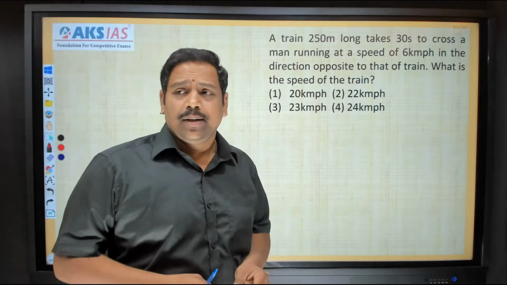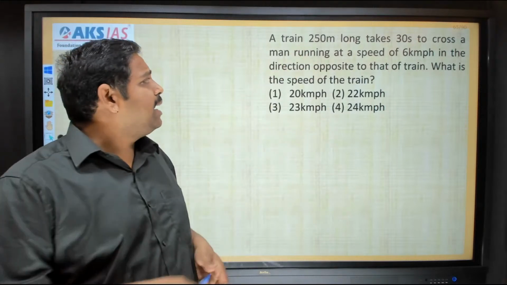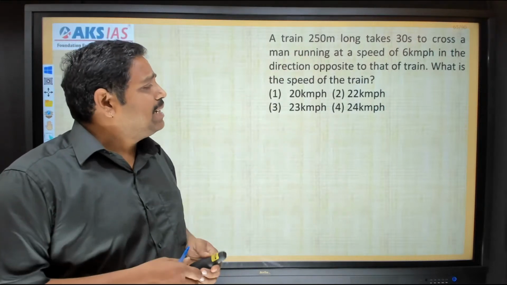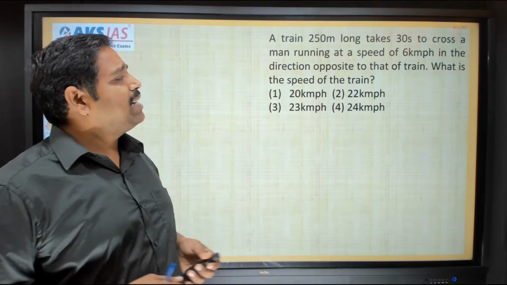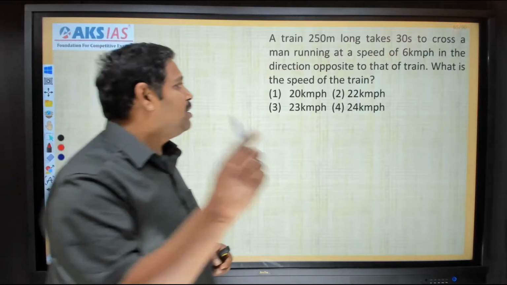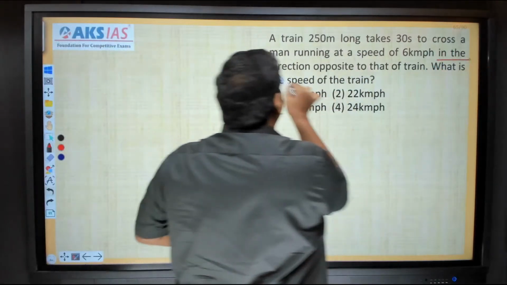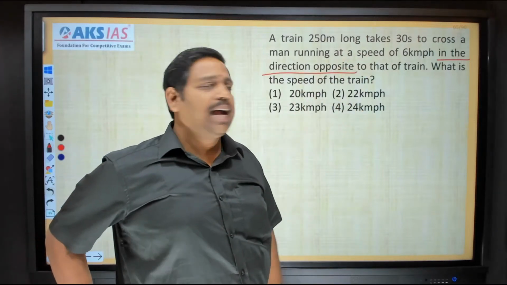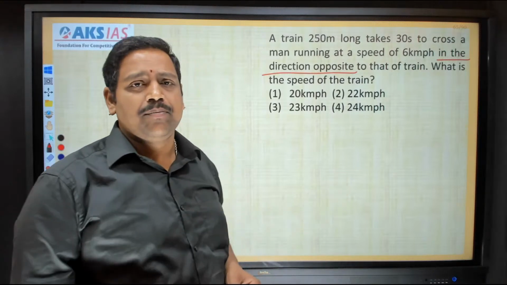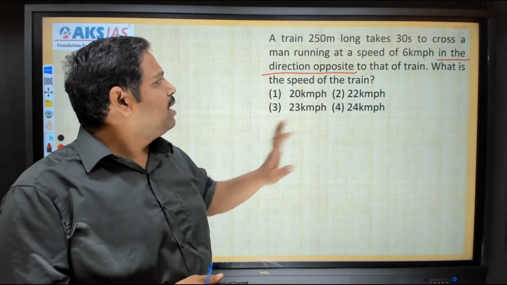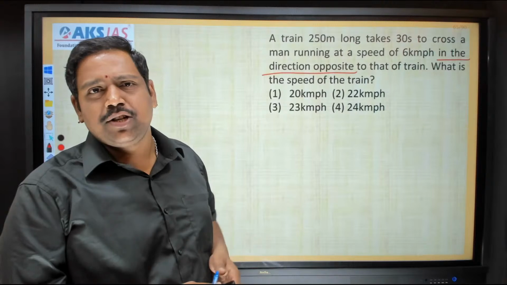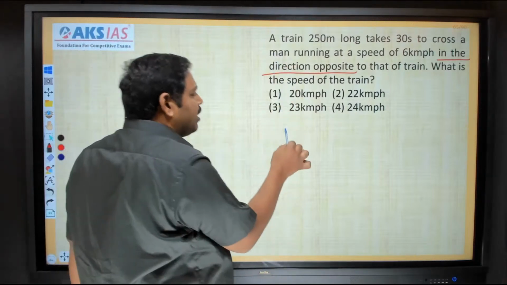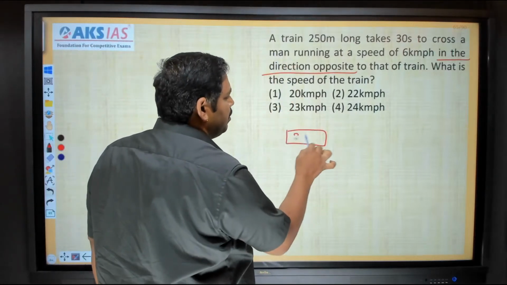Alright, see the next question. A train 250 meters long takes 30 seconds to cross a man running at a speed of 6 kilometers per hour. Observe this, my dear persons, in the direction opposite to that of the train. Again he is also moving opposite to the train. What is the speed of the train? That means the same question, just numbers were changed. What is the length of the train? 250 meters.